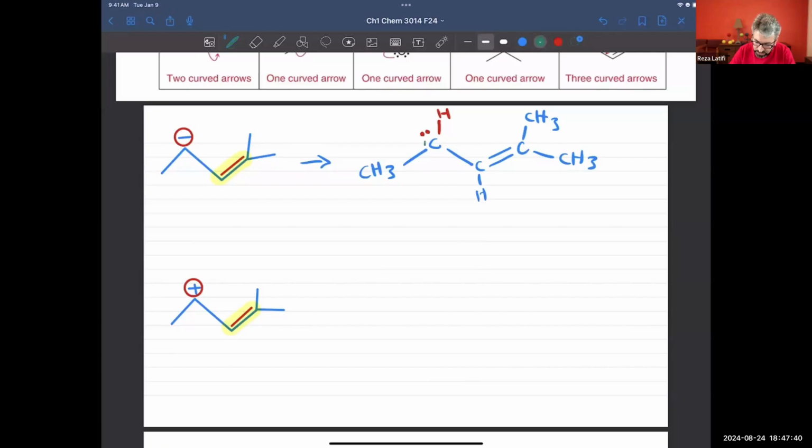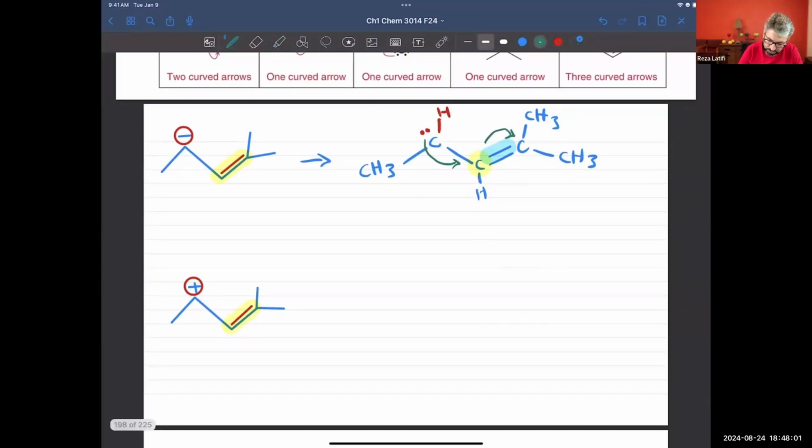Now take that lone pair and move it here. Share it with this carbon. And then what will happen with the pi bond? The pi bond that I'm going to highlight, this pi bond, will move to this carbon. So let's draw whatever I said.